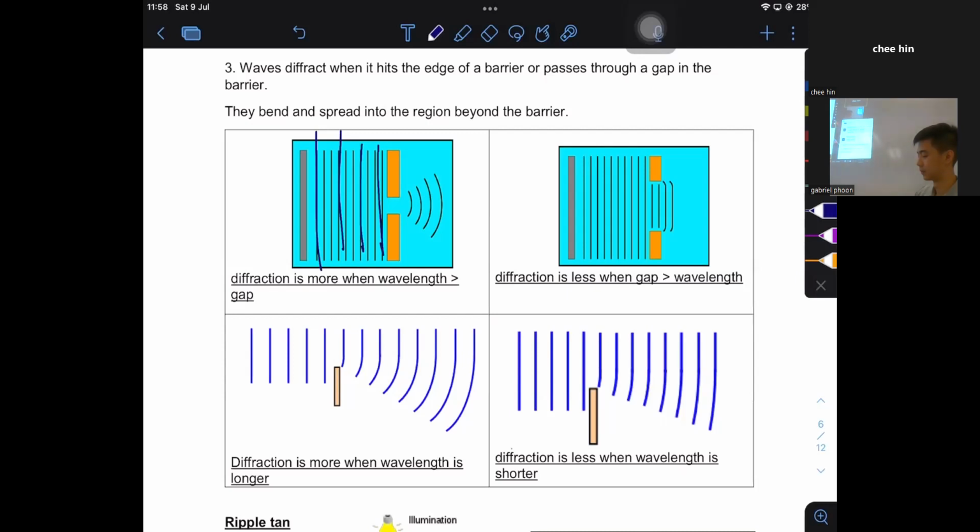What's the difference between the third one and the fourth? Oh, the wave is much smaller on the fourth one, and that's why it doesn't bend as much. The third one bends more, that's why you can see it becomes more circular.